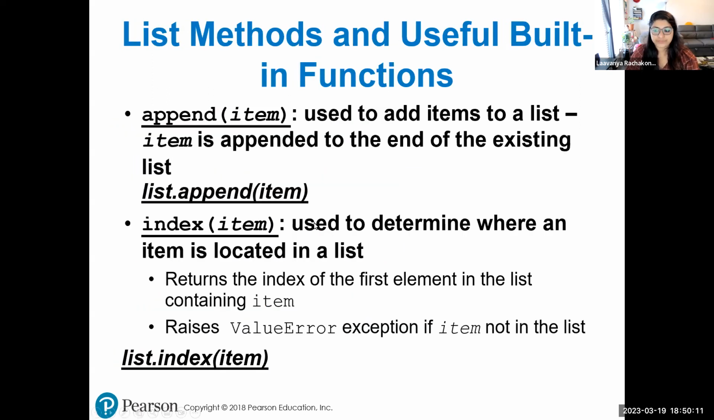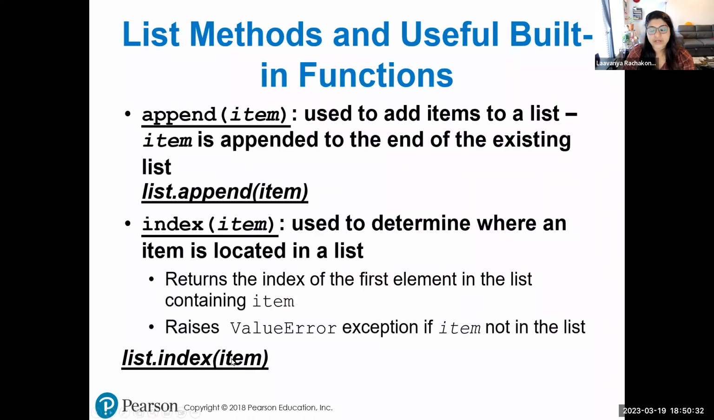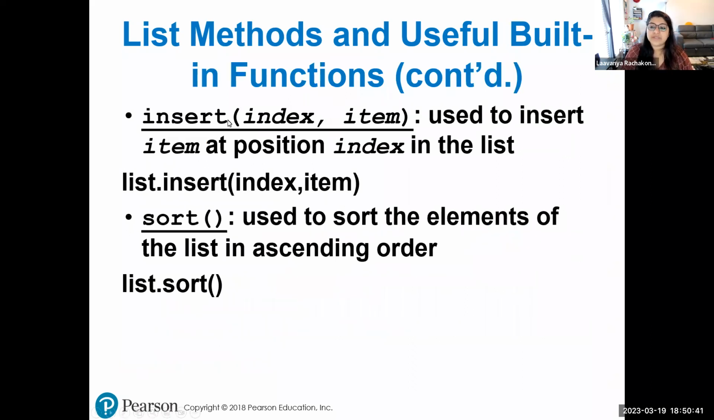because Q143 was at position 3 and the index is 2. When you are working with the index method, there is a possibility of getting a value error if the item is not in the list. Let's take the same example. If I want to find the position number for B000, as B000 is not in this list, instead of a regular output, I'll get an exception that says value error, the item is not present in the list.